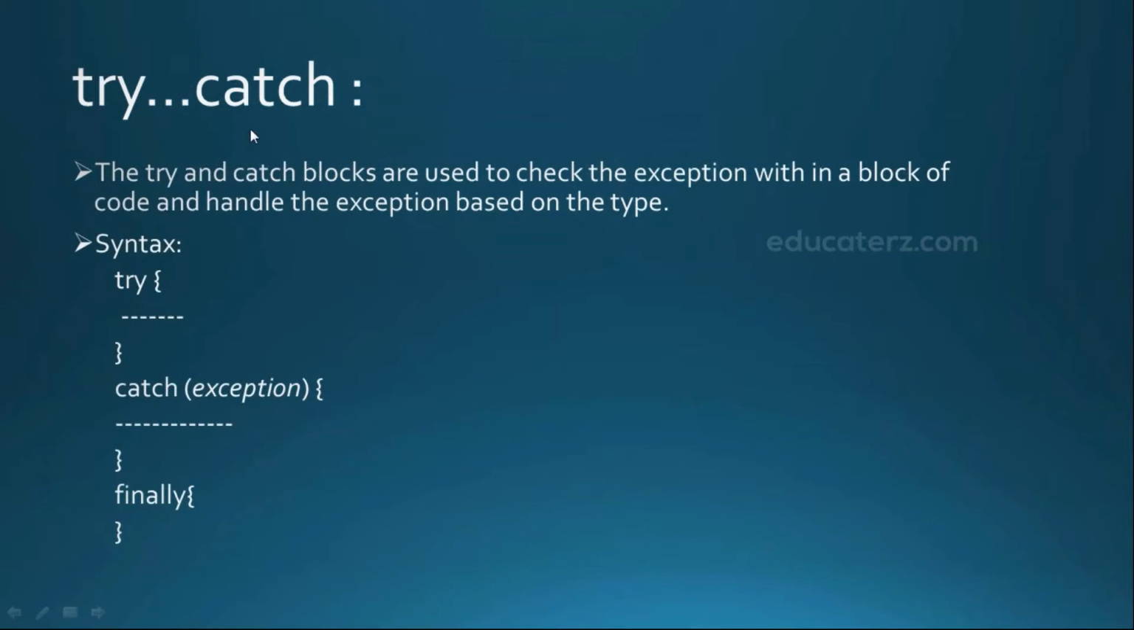So coming to try catch blocks. The try and catch blocks are used to check for exceptions within a block of code and handle the exception based on the type. In this example you can check the syntax of declaring the try and catch along with finally. We'll be discussing finally in coming slides. The try block contains the complete code, and the catch block contains the code which will be executed when the exception is caught.